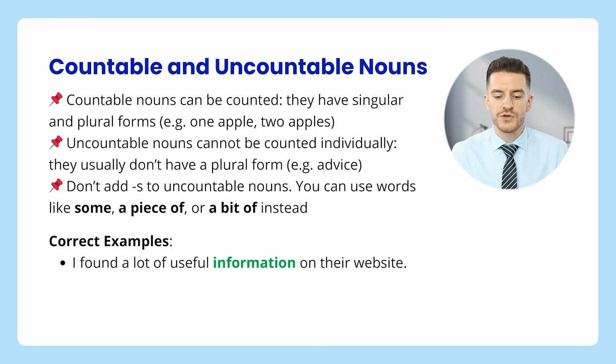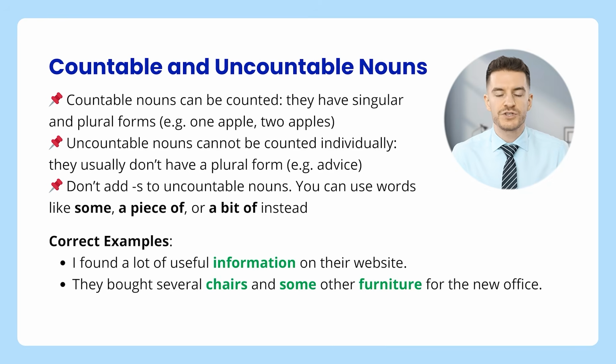I found a lot of useful information on their website. Information is uncountable, okay, so we would not use s here. They bought several chairs. Chair is countable. 1 chair, 2 chairs, 3 chairs. That's why we add an s here. And some other furniture for the new office. Furniture, on the other hand, is not countable, so we would not add an s here. And as you can see, we have said some other furniture instead of adding an s.